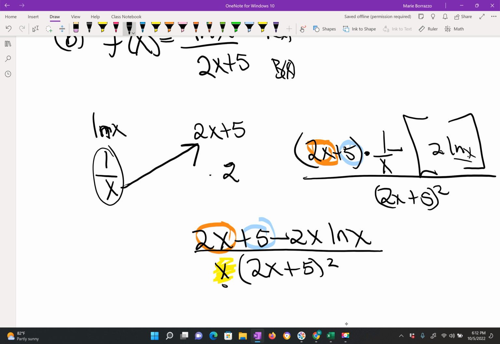So again, just remember, I might run this one. Make sure I'm not skipping a step. I don't like skipping steps, so sometimes I do. So yeah, this times this is 2x plus 5 times the natural log of x, 1 over x. So that minus the product 2 times natural log x. Correct.